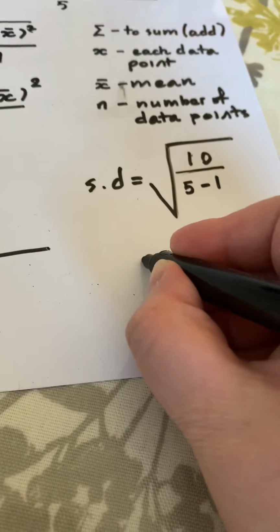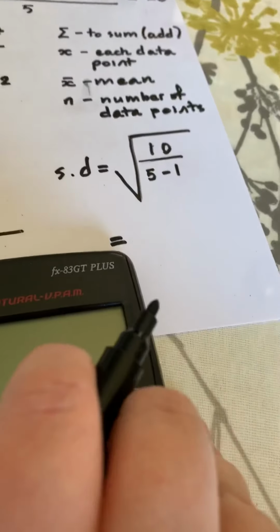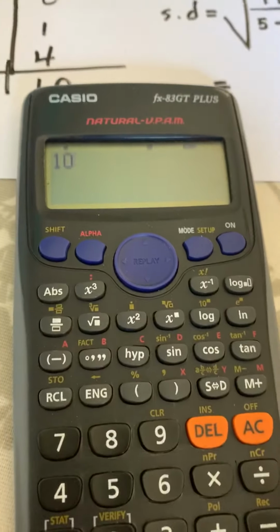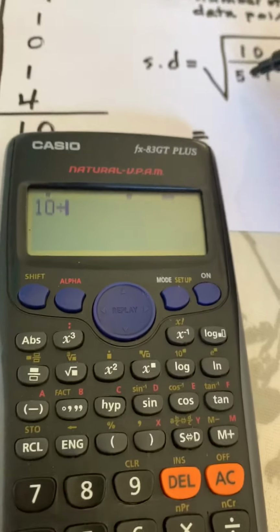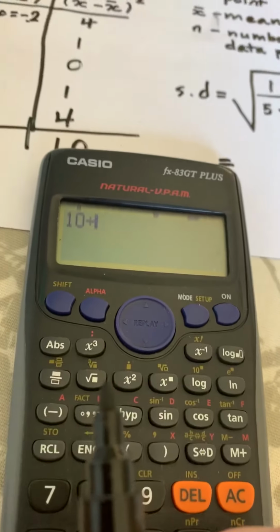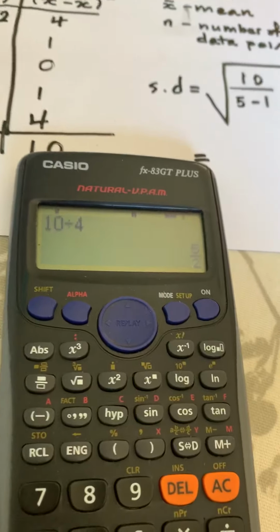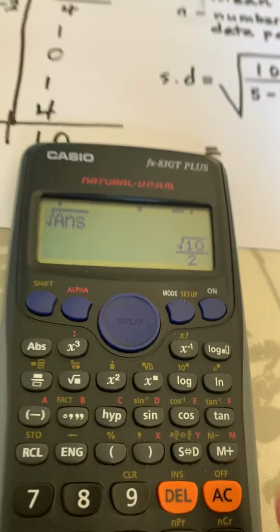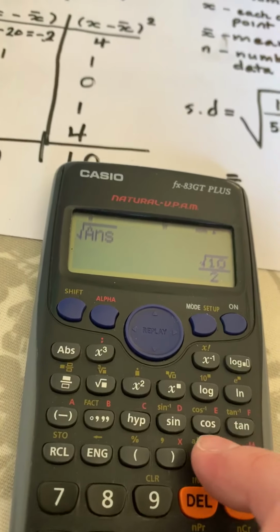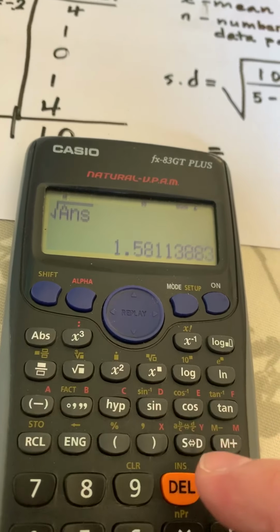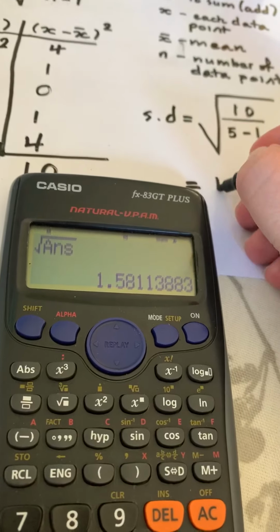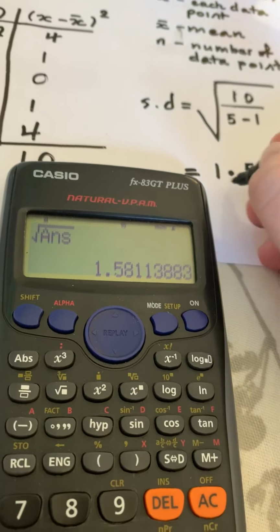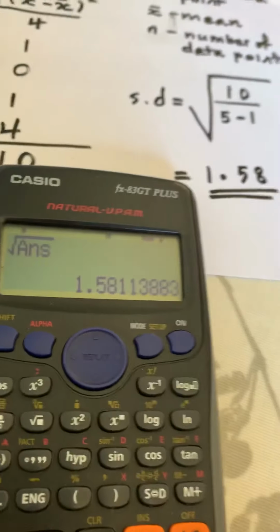Now just be careful with your calculator and make sure you do everything before you take the square root. So I'm going to go 10 divided by, and if I just work out 5 take away 1 is just 4. So I'm going to go 10 divided by 4 equals, and then just do the square root of that answer, and I'm getting that. Quite often they'll ask you to do it to maybe 1 or 2 decimal places, so in this case it's not asking, I'll just round it logically to a couple of decimal places. Looks quite sensible. Okay, so there's the standard deviation.